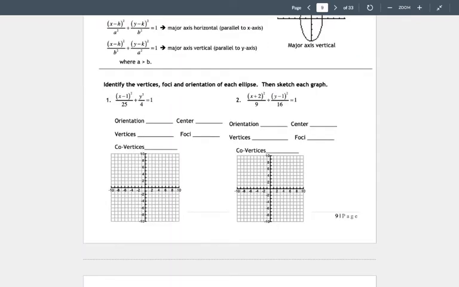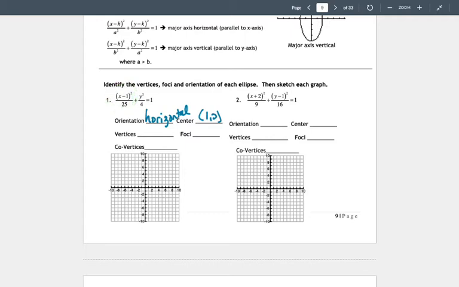Okay, on this first example, we can see that our bigger number is under the x, and so that tells me that it's horizontal. My center is at 1, 0. I'm going to erase this highlighting.